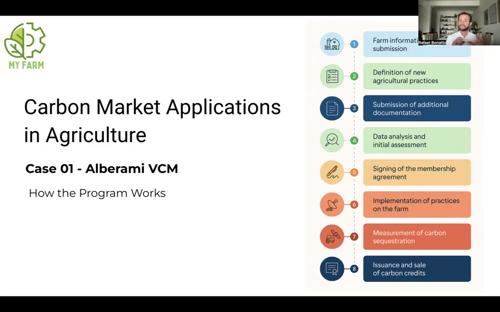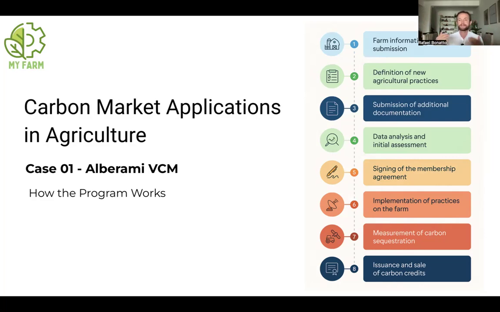Okay? Once that's done, they sign the membership agreement stating, look, you, the farmer, will be working with Alberami. Let's sign this membership agreement, meaning that you must work with us. You cannot have ties with another carbon developer because it can cause a bigger problem. Because remember the double counting? If you double count, you can create a credit here under this methodology, and create credits in the same area for the other methodology.